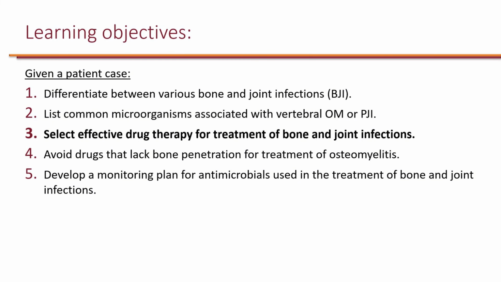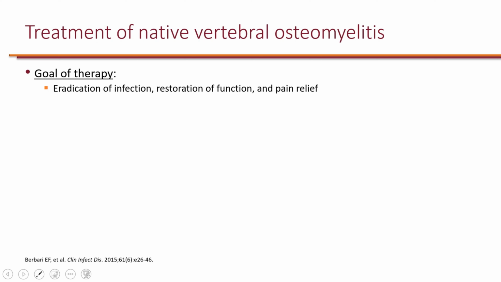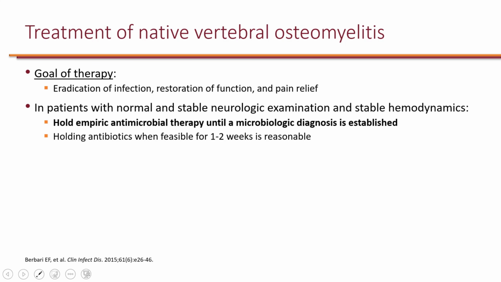We differentiated between various bone and joint infections. We listed common microorganisms associated with vertebral osteomyelitis or prosthetic joint infection. Now, given a patient case, select effective drug therapy for treatment of bone and joint infection. Let's start with native vertebral osteomyelitis. The goal of therapy is eradication of infection, restoration of function, and pain relief.